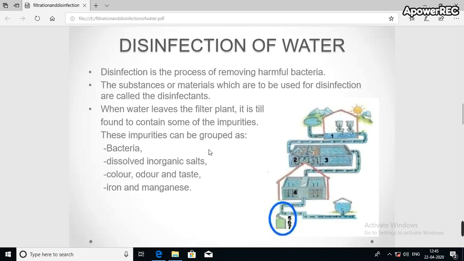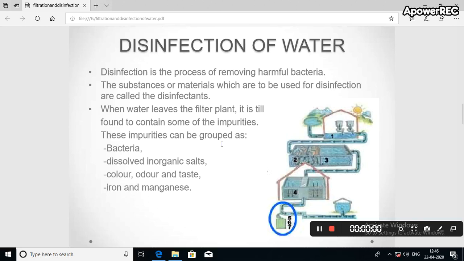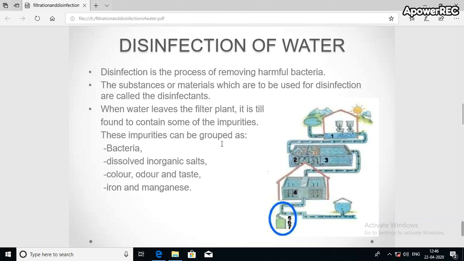Now the next type of water treatment is disinfection. That is the removal of harmful bacteria or harmful infections. There are different types of impurities and different types of infections. They are like bacteria, dissolved organic salts, color, odor, taste, and some different minerals which are not intended for intake by the body, that is iron and manganese.